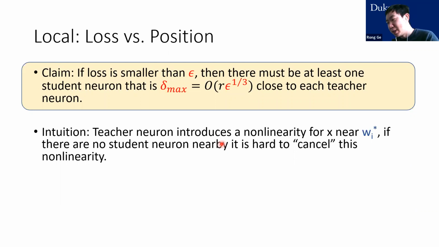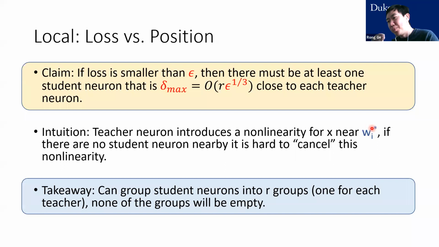Intuitively, this is really because teacher neurons introduce a nonlinearity for inputs that are near, that are orthogonal to Wi star. A typo here. So if there are no student neurons near Wi star, then the student network will not have a nonlinearity, and a linear function cannot approximate a nonlinear function very well. That's why we need to have a student neuron that's close to Wi star. So the takeaway is that in the later analysis, we'll group student neurons into R different groups, one for each teacher, and none of these groups will be empty.